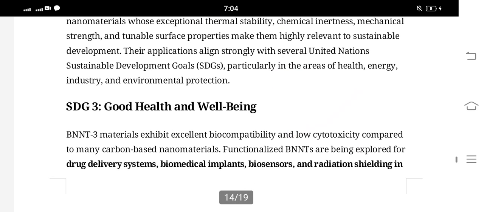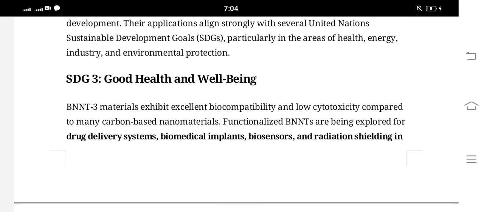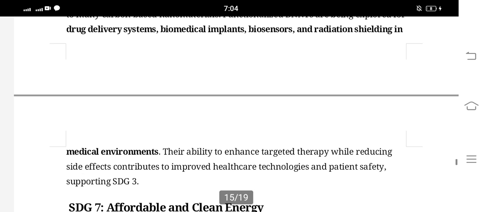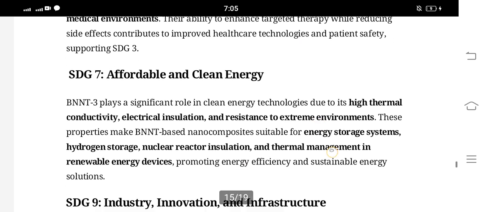There is SDG 3, good health and well-being. BNNT-3 shows excellent biocompatibility and low cytotoxicity compared to many carbon-based nanomaterials. Functionalized boron nitride nanotubes are currently explored for drug delivery systems, biomedical implants, biosensors, and radiation shielding in medical environments. Their ability to enhance targeted therapy while reducing side effects contributes to safer and more effective healthcare technologies, directly supporting SDG 3. Next is SDG 7, affordable and clean energy.